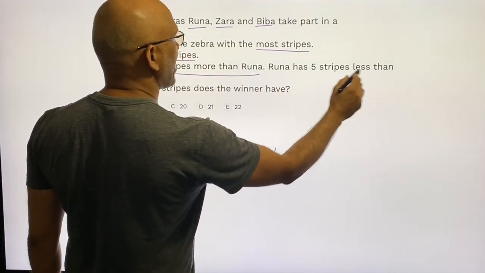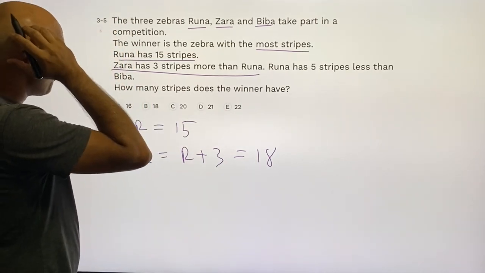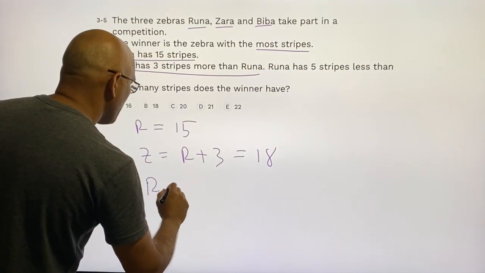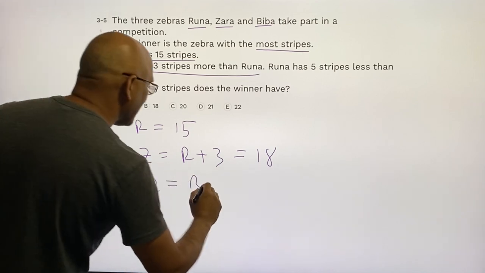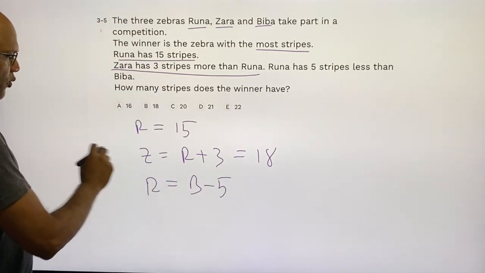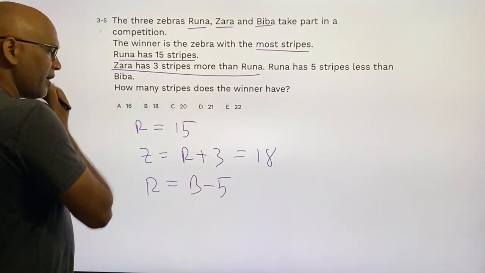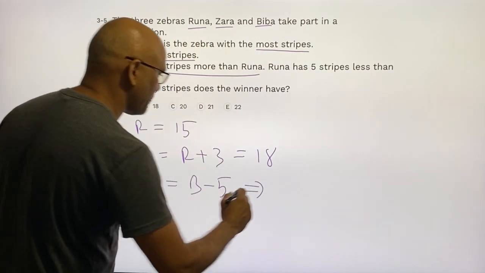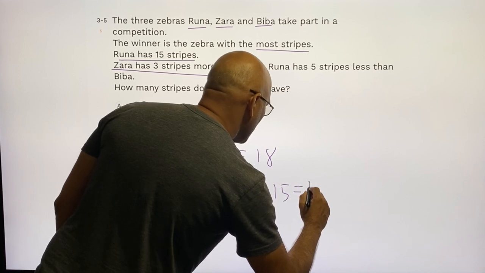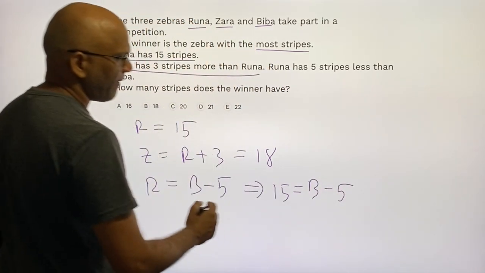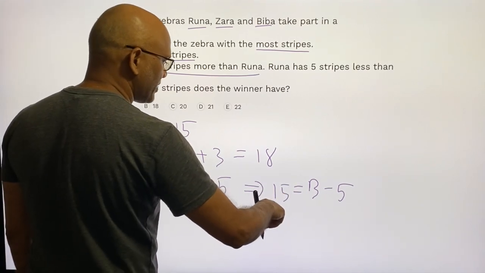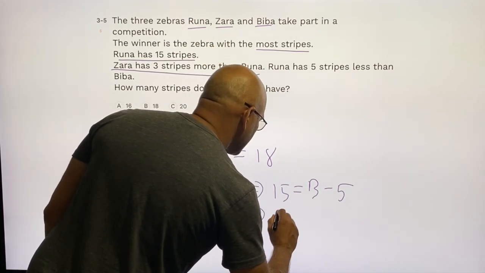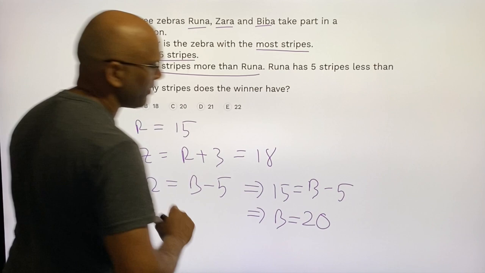Runa has 5 stripes less than Biba. Whatever Biba has, 5 less. So Runa has 5 less than Biba. Alright, so I know that Runa has 15. So this is 15, equals whatever Biba has, minus 5. So if I add 5 on both sides, this becomes 20. Minus 5 and plus 5 becomes 0. So this tells me that Biba has 20.